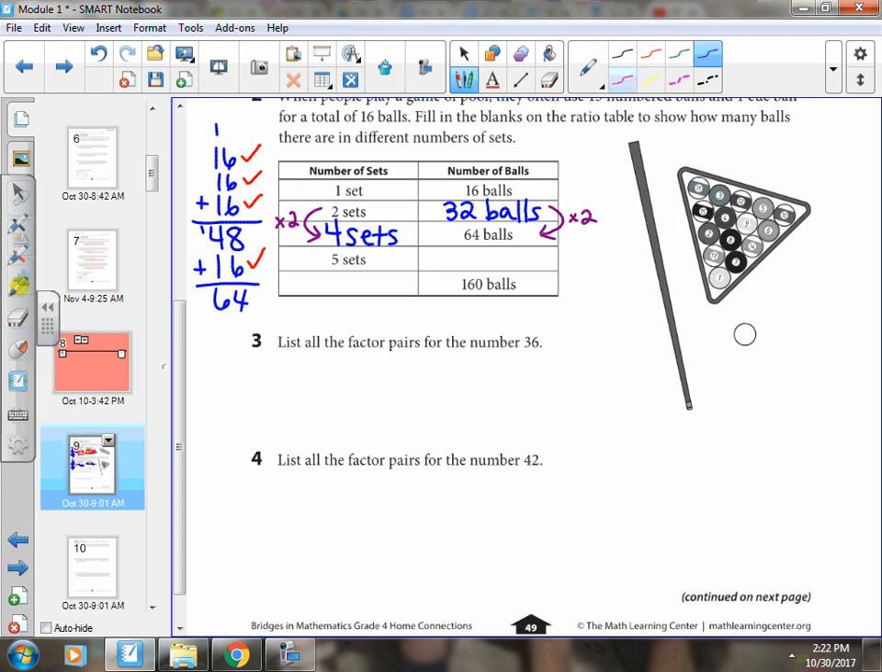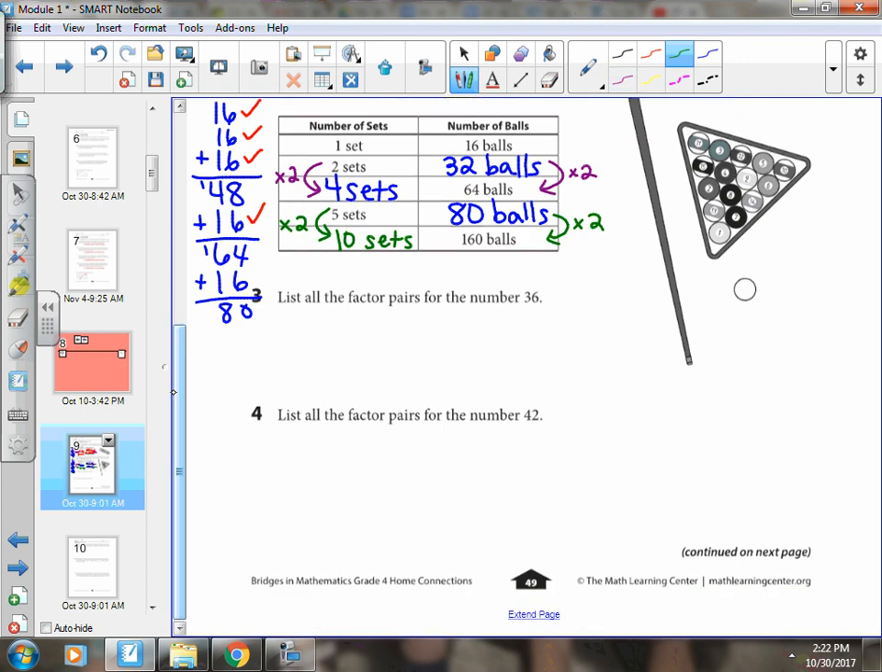Okay, if I know 4 sets, I can figure out 5 sets. Just add another group of 16 to get 80. And look, I can see that 80 doubled is 160. And if I double my sets, I get 10 sets. And 10 times 16 is 160.